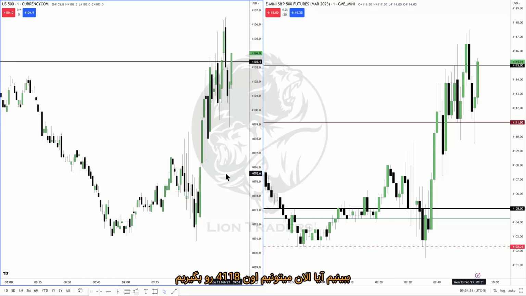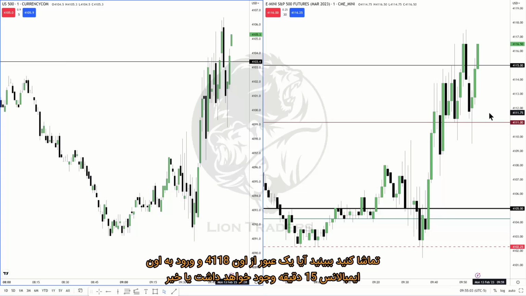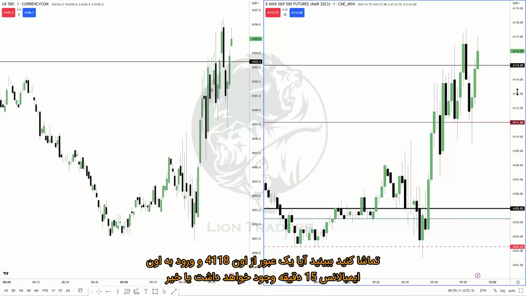Let's see if we can get that 41.18. Now we're above that volume imbalance. Do we get a touch of that volume imbalance again and then send it to 41.18? Watch that. Or does it rip right through 41.18 and go into that 15-minute imbalance I mentioned?